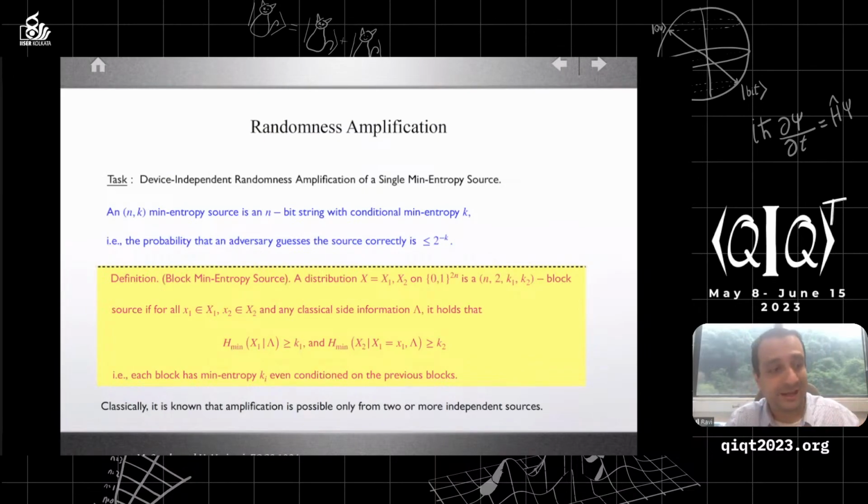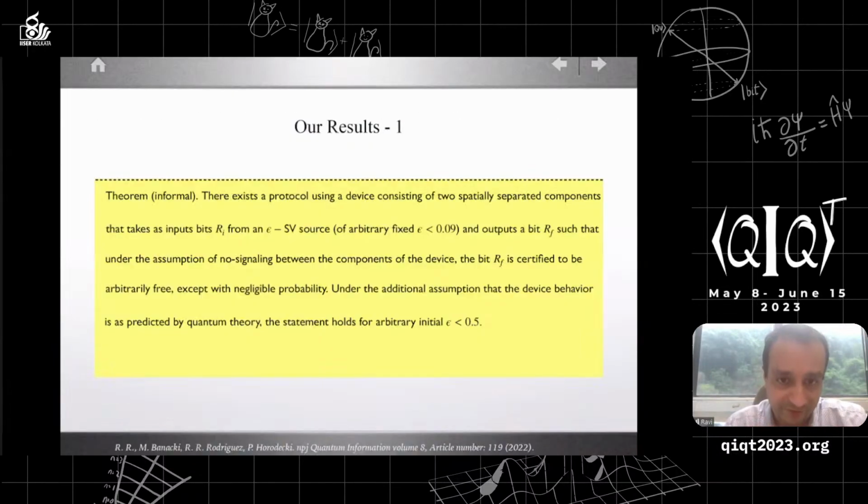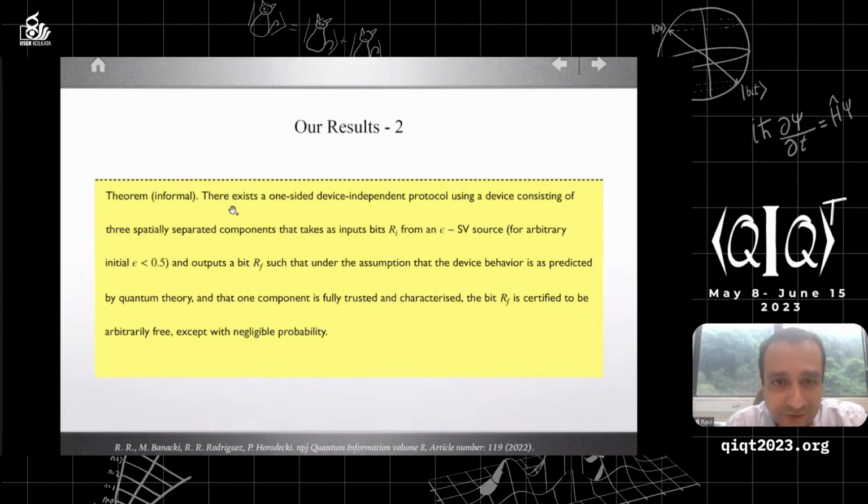We consider a setting in which Alice's device is trusted to be quantum. It's not trusted to have a specific qubit or specific state. It's just trusted to be quantum. And Bob is a general no signaling device, and the eavesdropper is a general no signaling adversary. So that is called a one-sided device independent scenario. That's a protocol that we have in this paper. You can take a look if you're interested.